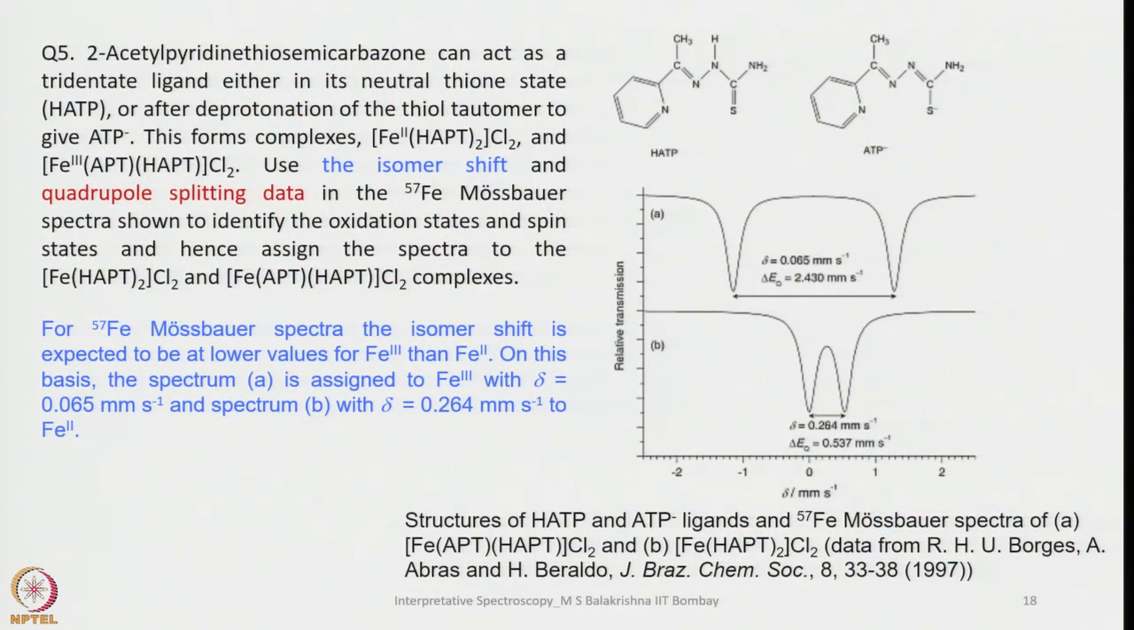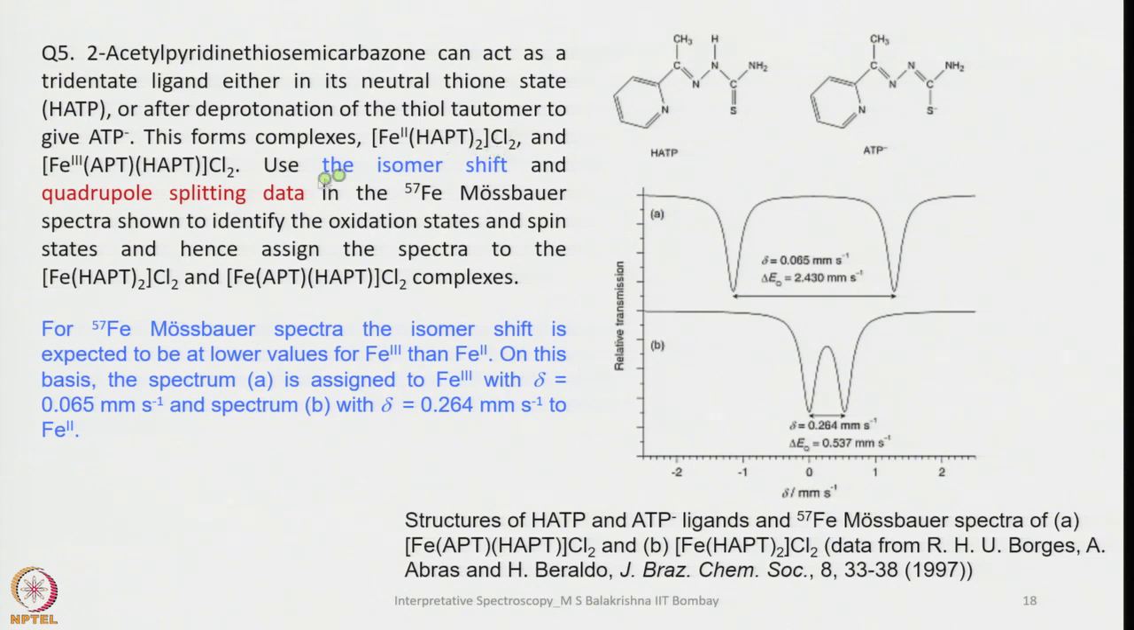2-Acetylpyridine thiosemicarbazone can act as a tridentate ligand, either in its neutral thione form, or as an anionic ligand through tautomerism. The NH proton can shift so that the thione becomes a thiol, SH, and then the H is lost, giving the anionic ATP minus. So it can bind as neutral HATP, or through deprotonation of the thiol tautomer to give ATP minus. This forms complexes of this type, [Fe(HATP)2]Cl2, with the tridentate ligand.